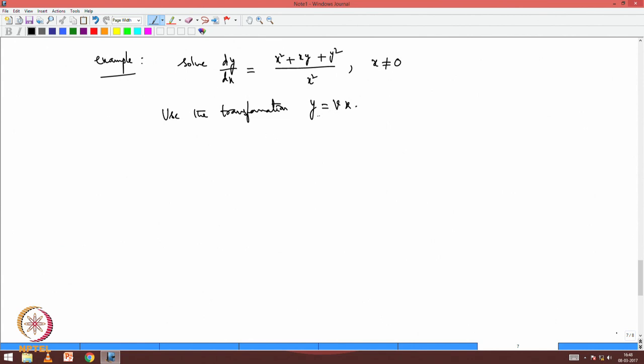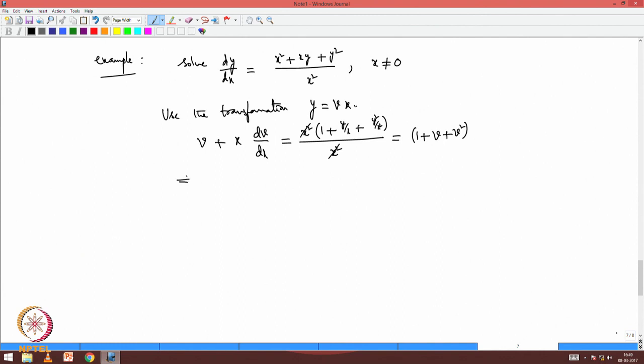So you can replace dy by dx, which you can calculate from this transformation, which is v plus x into dv by dx. This is your dy by dx, which is equal to, now you can take x square out. If you take x square out, 1 plus y by x plus y square by x square is the numerator, and you have x square as it is. So you cancel this, that will become 1 plus v, which is coming from the transformation, y by x is v, plus v square.